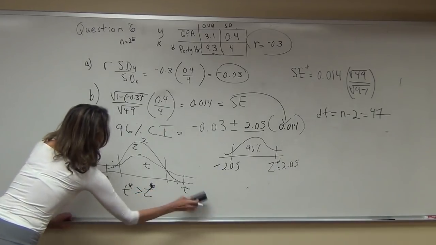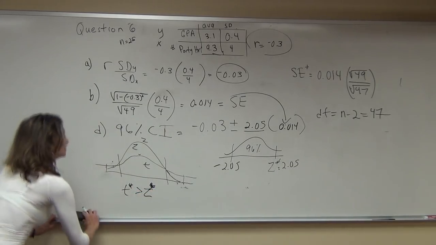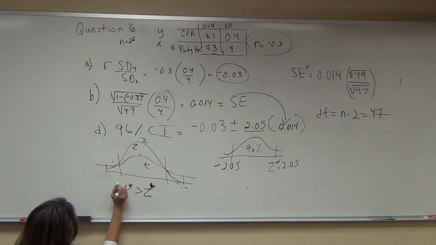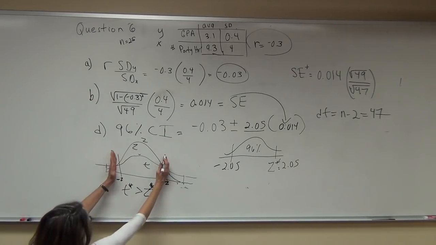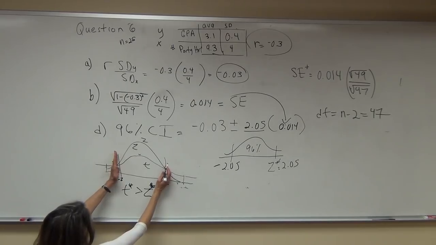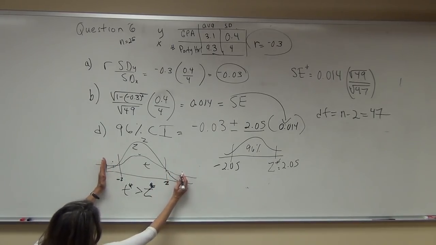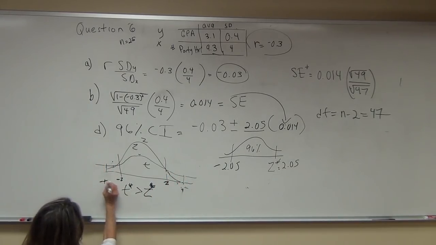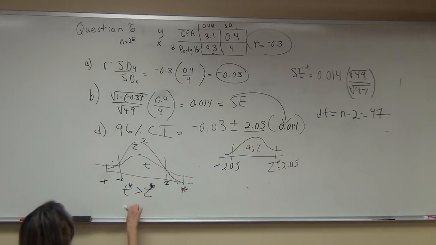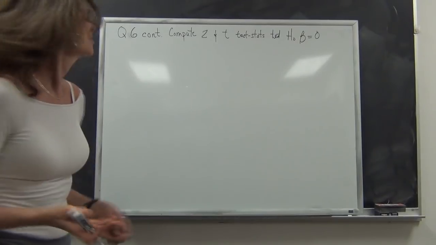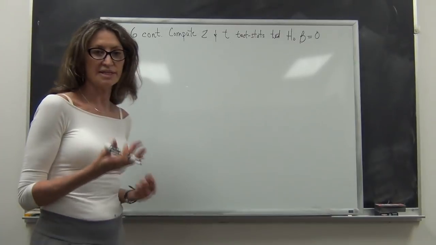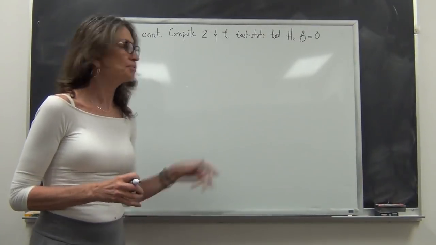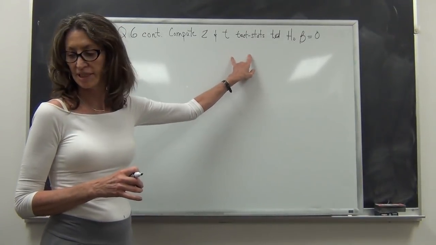So that looked horrible. Here, let me just show you. All right, so this would be if you have a negative z and a positive z here, and that gives you the 96%. To get the same 96% with the t, you'd have to go out further. That's all that is. Okay, so now this is question 6 continued. We're going to compute the z and t statistics.